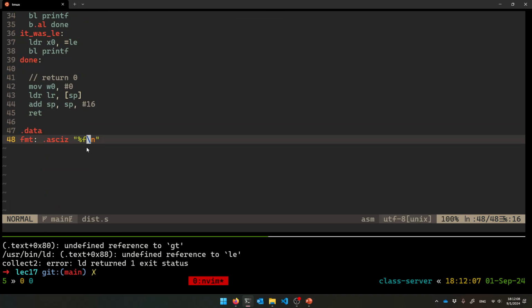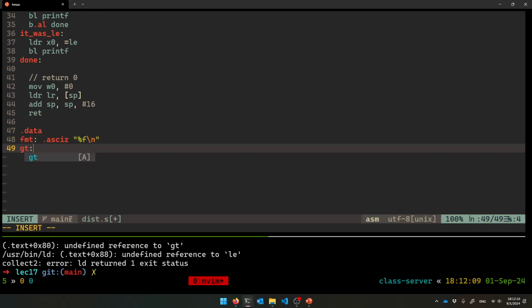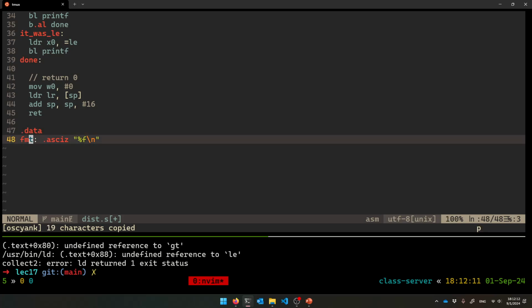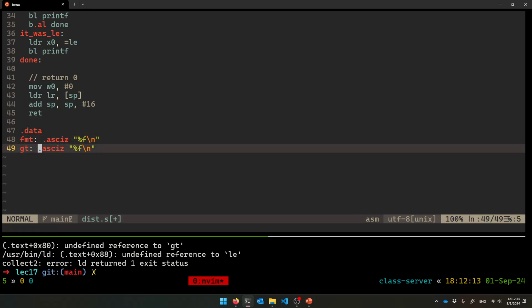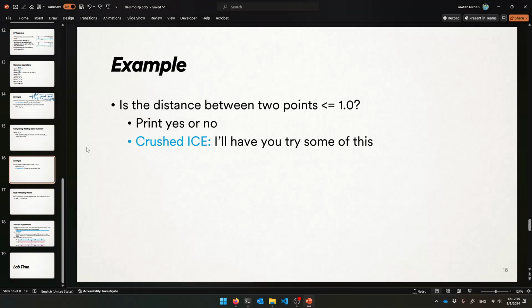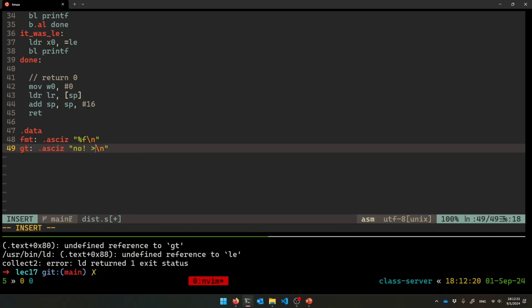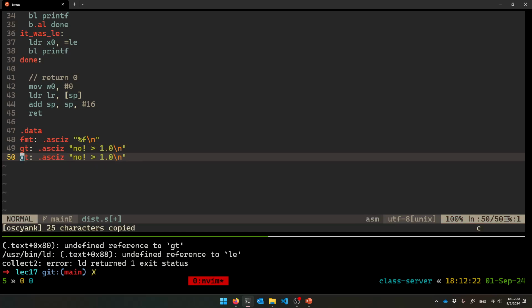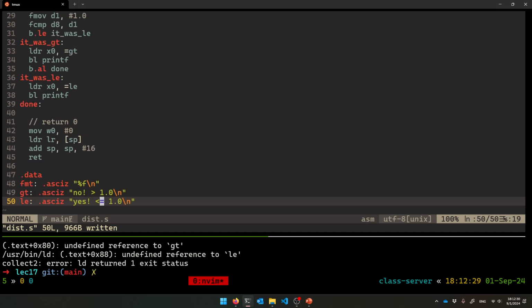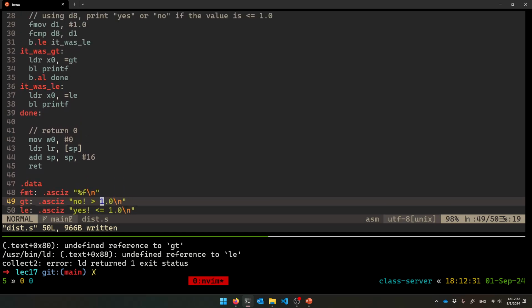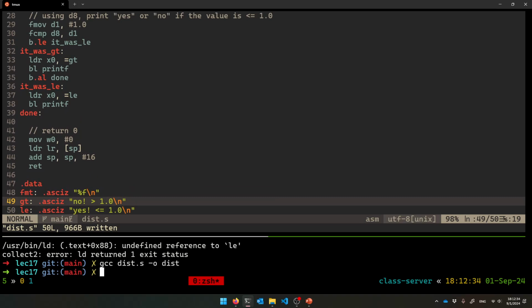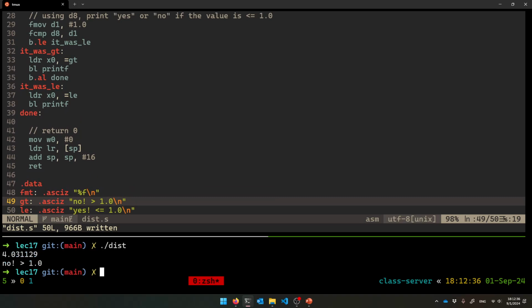So GT can be, honestly, let's just steal this guy. GT can be this C string that says, if it was greater than, it was no, right? No, it was greater than 1.0. And if it was LE, that means it was yes. It was less than or equal to that 1.0 value. So there is the relevant code. And in theory, it will assemble and link properly. And yeah, this one was definitely greater than 1.0.